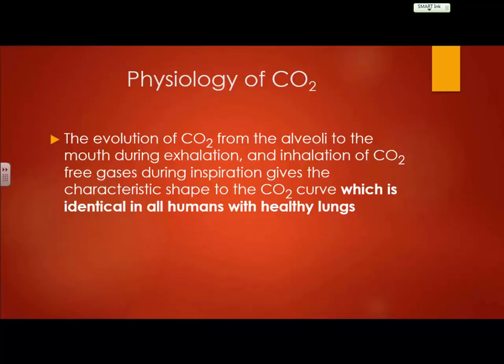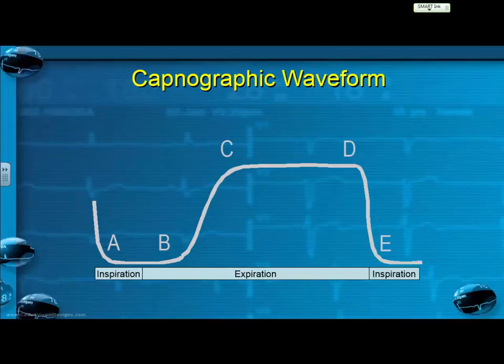Now, essentially what that says is that just like with a normal sinus rhythm, you expect the same parameters. You expect a normal-looking P wave, a good QRS complex, and a T wave. So it's going to be the same thing with healthy lungs. If you're inspiring and expiring healthfully, then every one of us in here, if we all right now are breathing normally, we should have very close to identical CO2 waveforms. Okay? And so this is what we mean here.